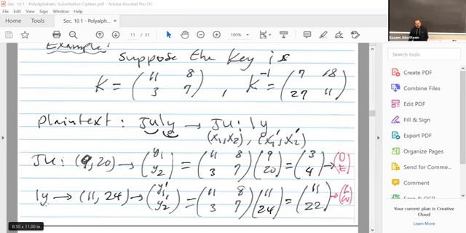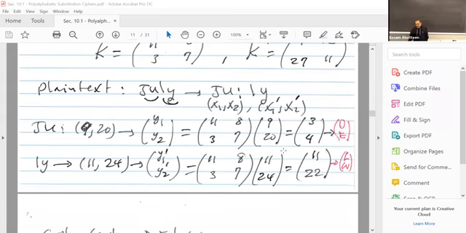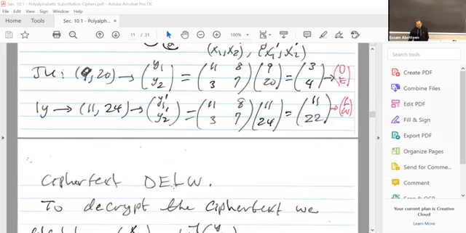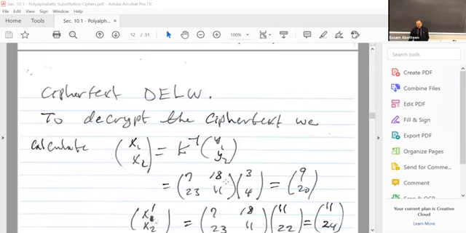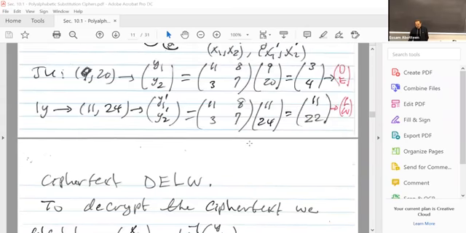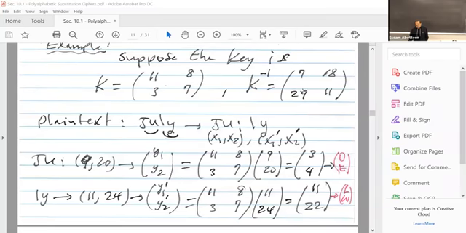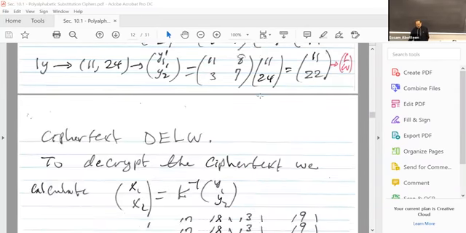Similarly, we go with LY, which corresponds to 11, 24, and this gives me the cipher text corresponding to x1 prime, x2 prime to be L double. So here is the cipher text, and to decrypt, we just multiply by the K inverse. I am sorry, it looks like the K inverse is supposed to be 23. So there is a mistake in here. This one is 23, it's not the 27 actually.